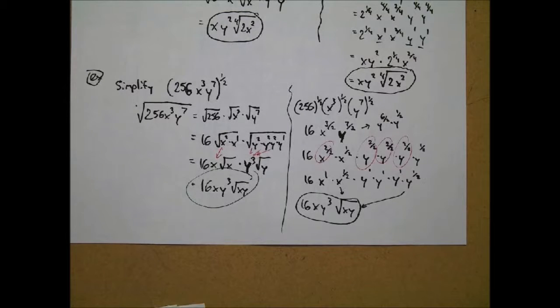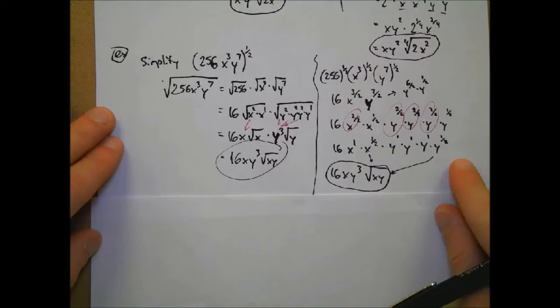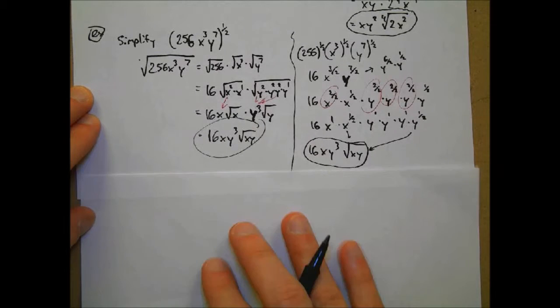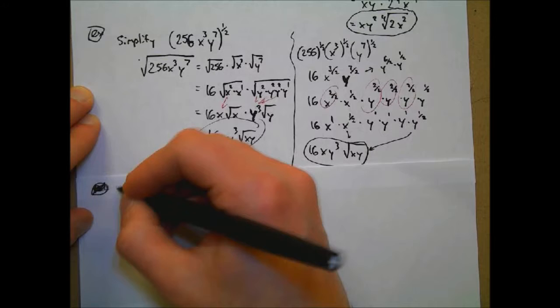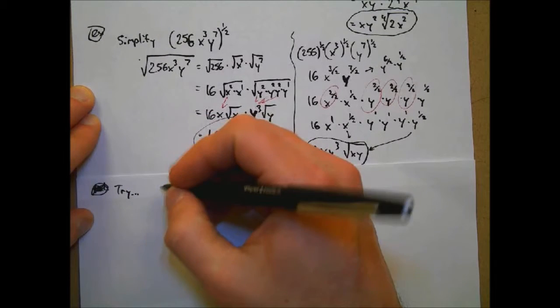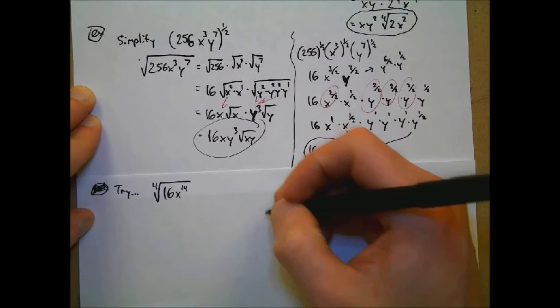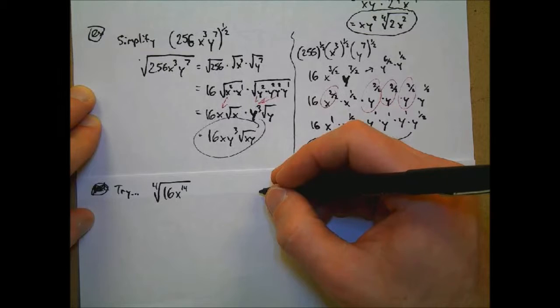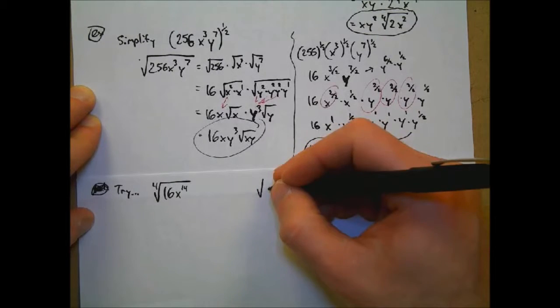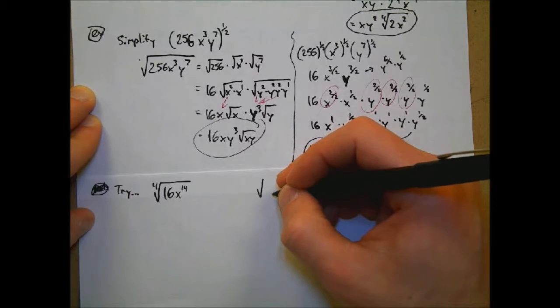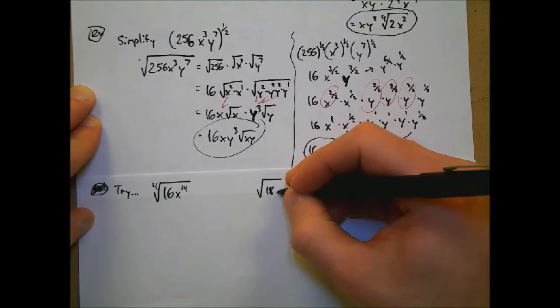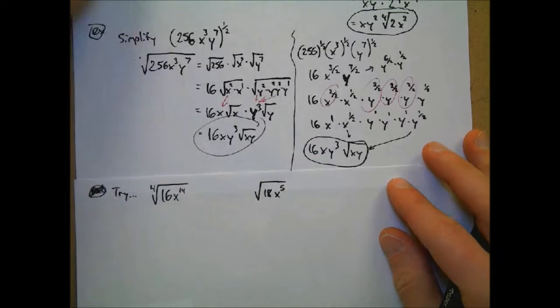All right, so let me give you one to try here and see what you can come up with. So here, you guys try this one here real quick. Actually, this is for you guys to try. So here, try this one. Let's do the 4th root of 16 times x to the 14. And let's also have you do the square root of 18 x to the 5th. Okay. So try and just simplify those as best you can.